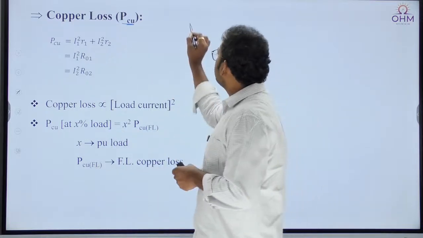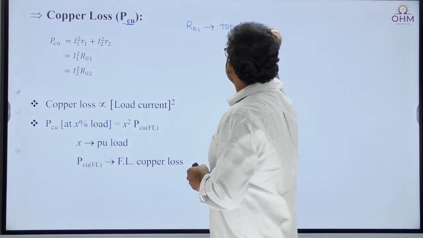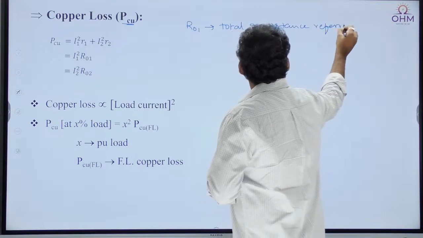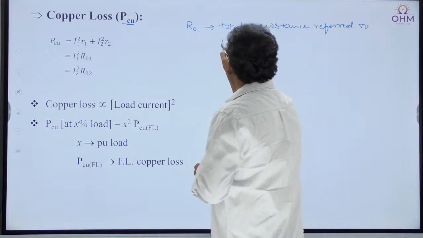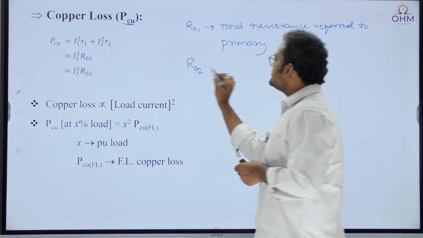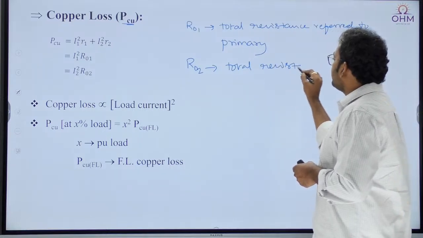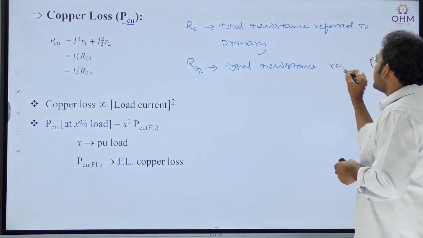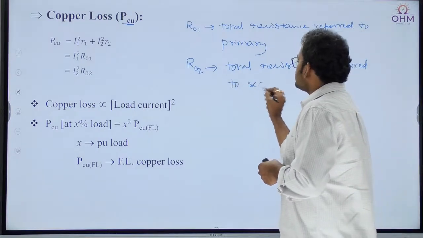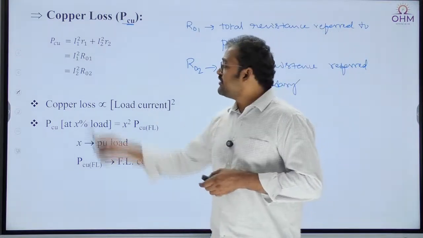So what is R01 here? It is the total resistance referred to primary. What is R02? R02 is the total resistance referred to secondary. You can use either resistance to find out copper loss.